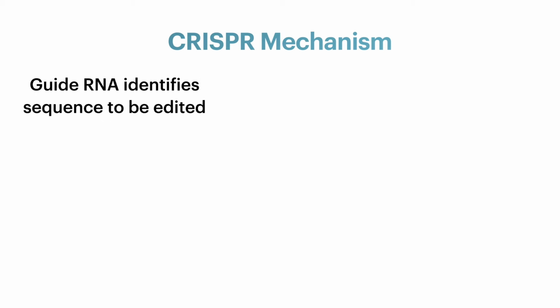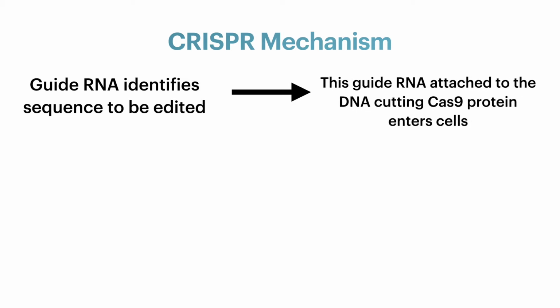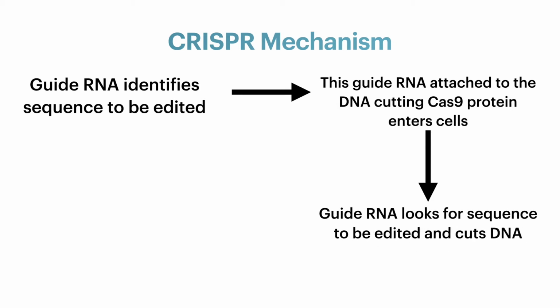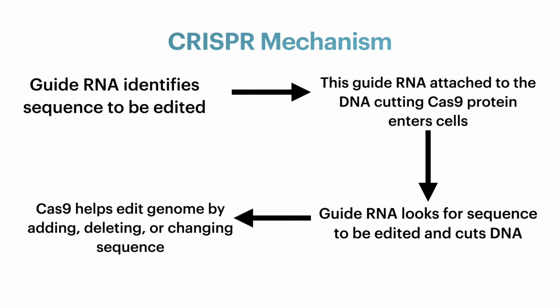The mechanism of CRISPR has been described in a 2019 review paper by Rodriguez et al. First, the guide RNA is engineered to identify the specific sequence in the genome that needs to be edited. This guide RNA is attached to the DNA-cutting Cas9 protein, and this complex enters cells. The guide RNA looks for the sequence needing to be edited and cuts DNA. Cas9 helps to edit the existing genome by either adding, deleting, or changing the sequence.